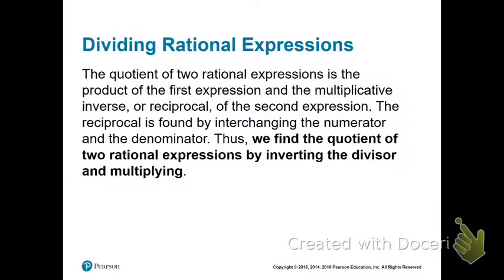All right, then dividing rational expressions. Since the quotient of two rational expressions is a product of the first expression and the multiplicative inverse, or reciprocal, of the second expression. The reciprocal is found by interchanging the numerator and the denominator. Thus, we find the quotient of two rational expressions by inverting the divisor and multiplying.